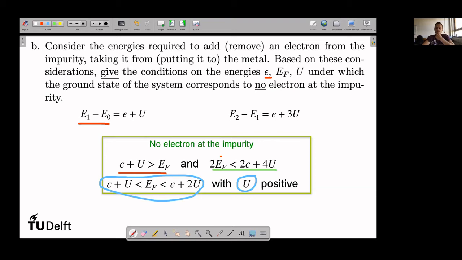Yes, I don't get it, because in both cases, the Fermi energy is smaller than another quantity, right? So on the left inequality, the Fermi energy is smaller than epsilon plus u, and on the right inequality, again, Fermi energy is smaller than epsilon plus 2u, but then in the combination of them, the Fermi energy is between 2 different values. This I don't get it. Or maybe I'm getting something wrong. I don't know. It just confuses me.